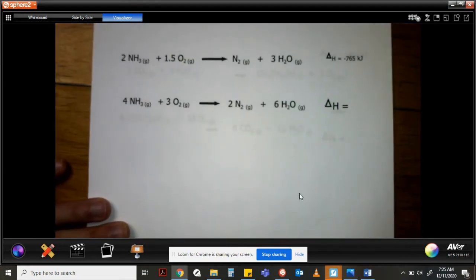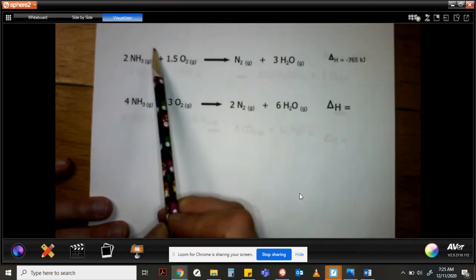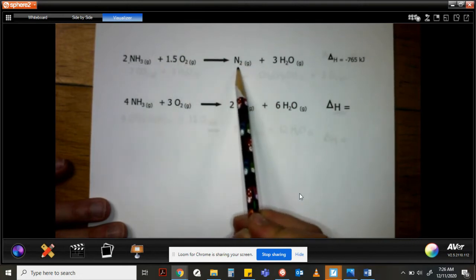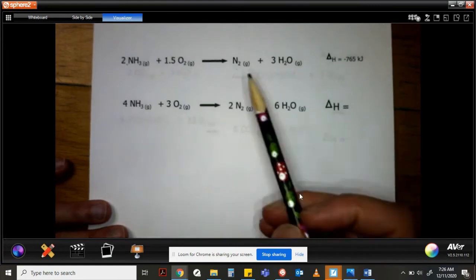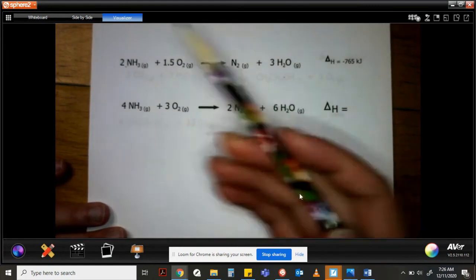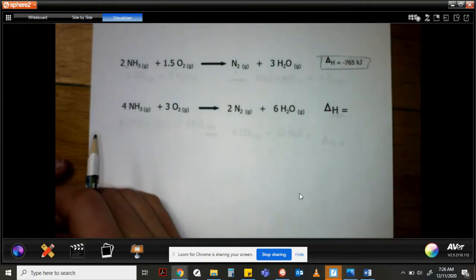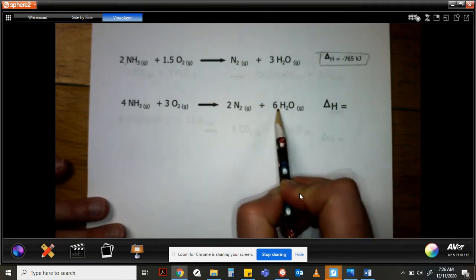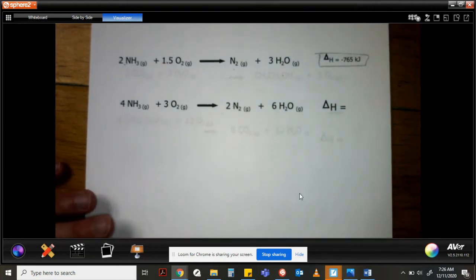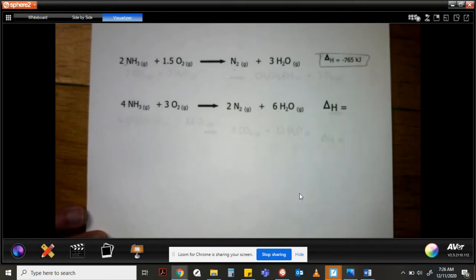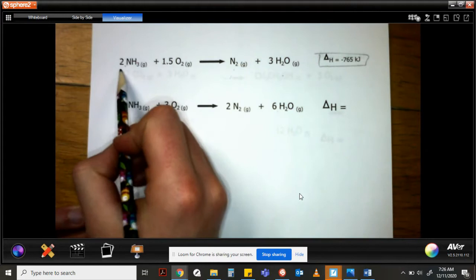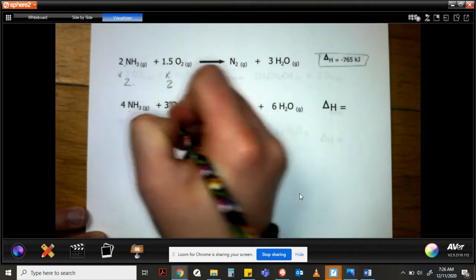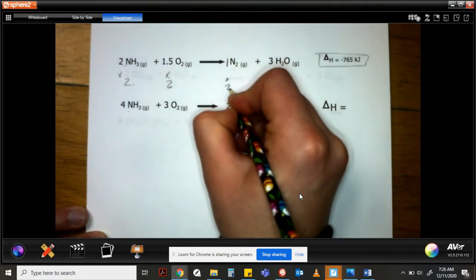Okay, so if we're looking at this example, we're told that 2 moles of ammonia plus 1.5 moles of oxygen is going to react to give us 1 mole of nitrogen plus 3 moles of water. Our change in enthalpy for this is a negative 76.5 kilojoules. So if we have 4 moles and 3 and 2 and 6, there's a couple different things we could do. We could formally solve it by drop it like it's hot, or we know, hey, 2 times 2 gave me that 4, 1.5 times 2 gave me the 3, and my 1 times 2 gave me the 2.